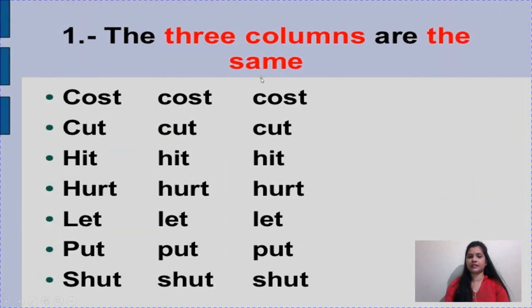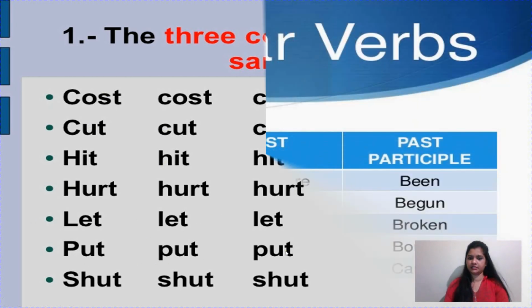Now, where all 3 columns are the same, children, it is an irregular verb. It is not regular at all, because we are not adding any D or ED. Like cost, cost, cost, cut, cut, cut, hit, hit, hit, hurt, hurt, hurt, let, let, let, put, put, put, shut, shut, shut.